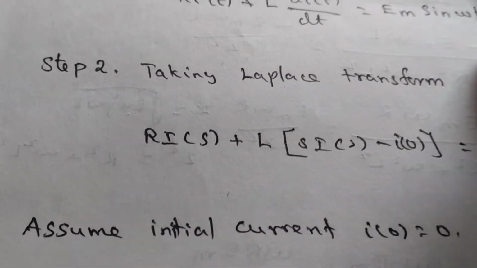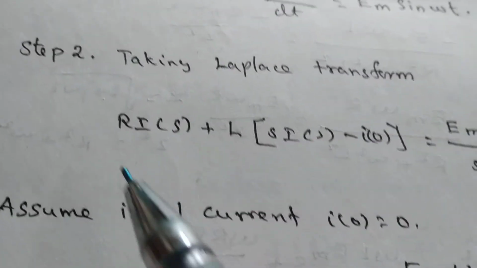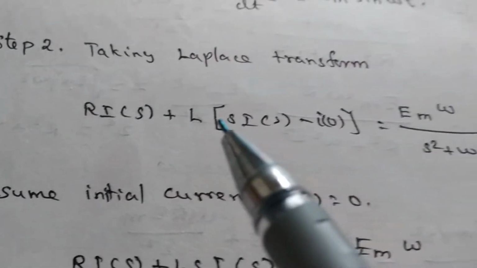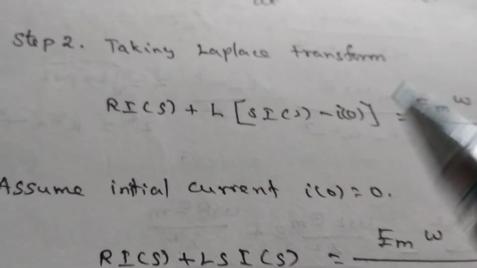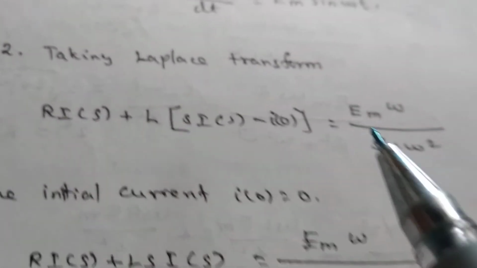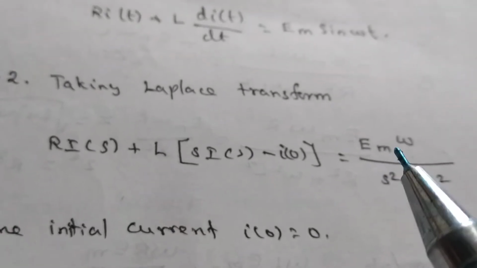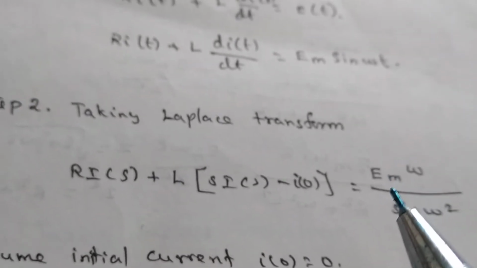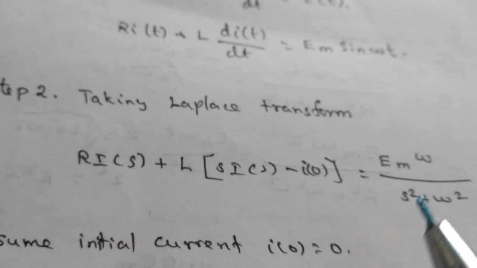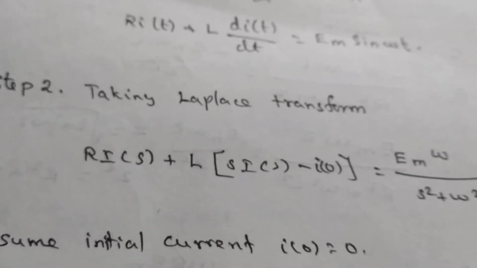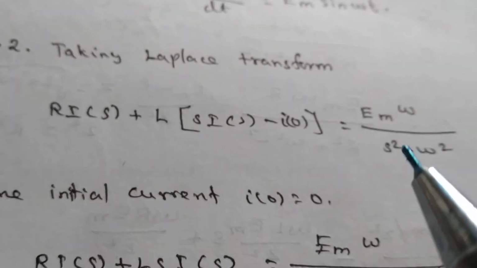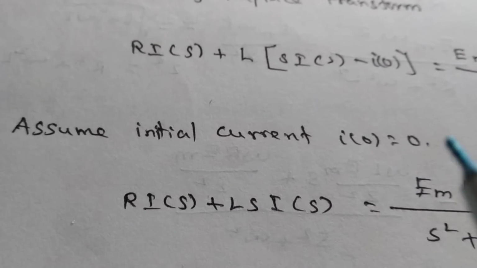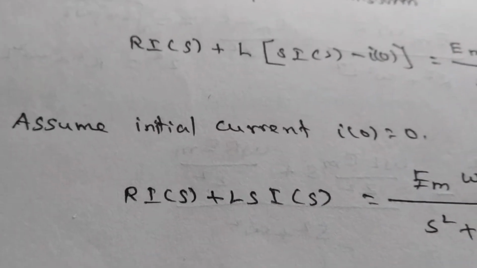R into I of s plus L into s into I of s minus i of 0. This value is the initial value. This is equal to Em sin omega t, where Em is the constant value. Taking the Laplace transform, sin omega t becomes omega divided by s square plus omega square. Assume the initial current i of 0 is equal to 0.